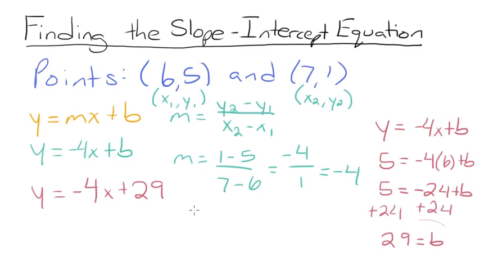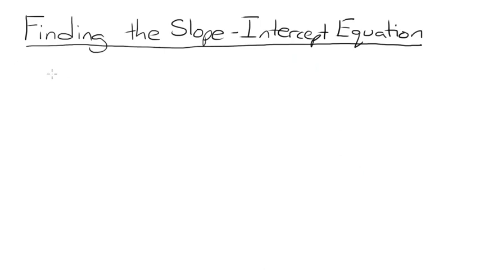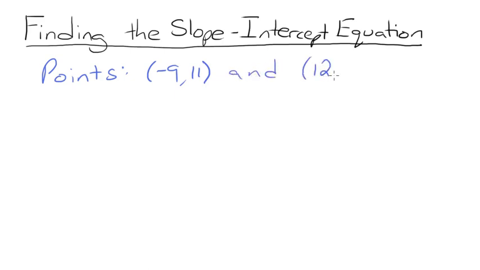Before we go, I want to try one more problem. Find the point-slope equation of a line that passes through the points (negative 9, 11) and (12, 18). First things first, write out your general equation. y equals mx plus b. Then we solve for m using the slope formula. m is equal to y2 minus y1 over x2 minus x1.